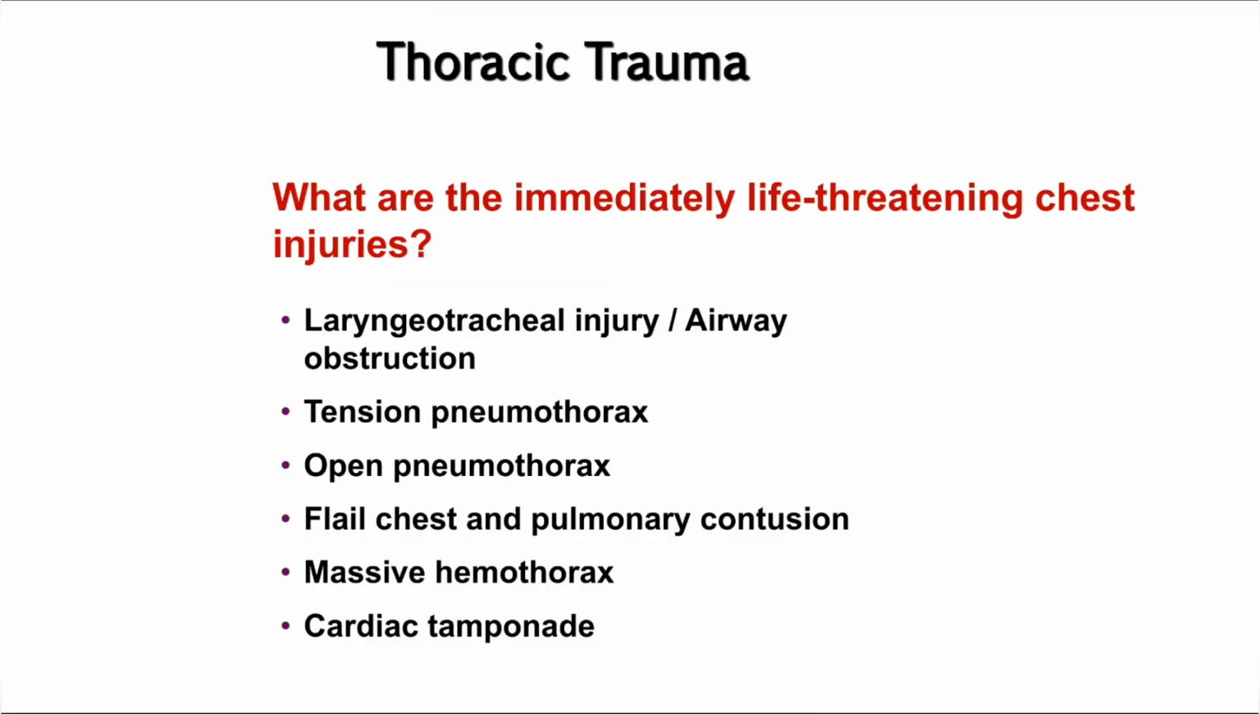What are the immediately life-threatening chest injuries? So we are in the breathing. We have to talk about immediately life-threatening problems. Laryngotracheal injury, this is one. Second, tension pneumothorax. Third, open pneumothorax. Fourth, flail chest and pulmonary contusion. Fifth, massive hemothorax. Sixth, cardiac tamponade. Nowadays, they don't regard this as an immediately life-threatening problem.